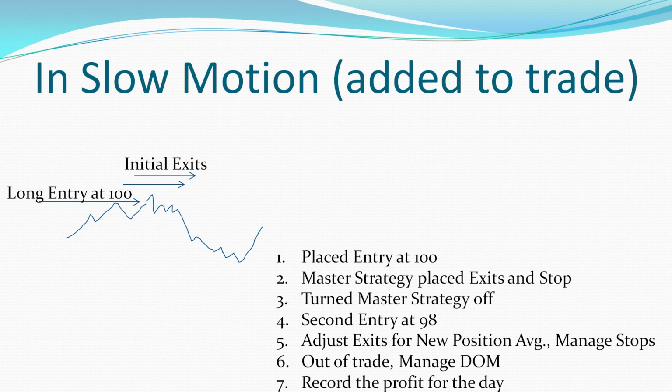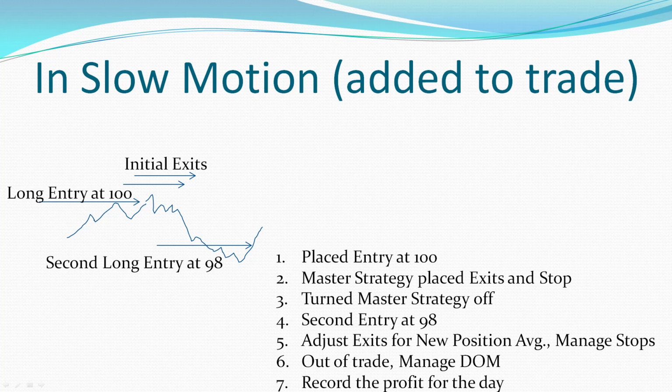So hopefully that's clear. Just double check the real-time videos in the room action and listen to me trading it in the room to make sure you understand that. So I turned the master strategy off. Right, so then it looks like it's coming back up. So I took a second entry at 98, right?